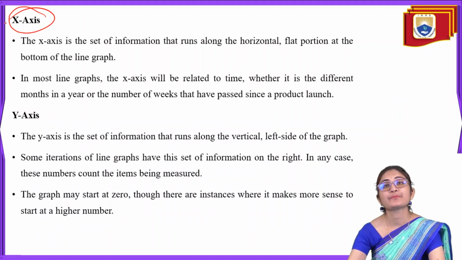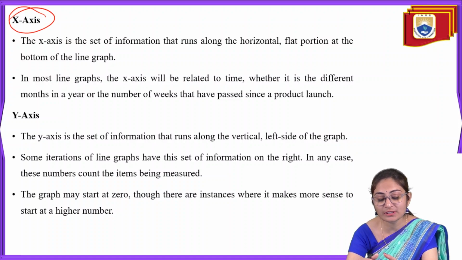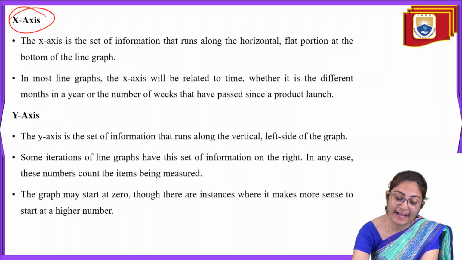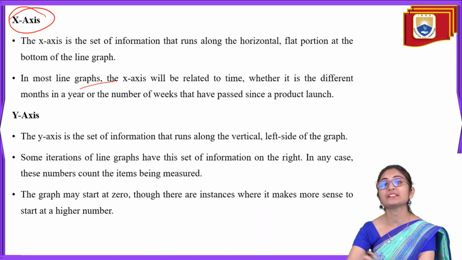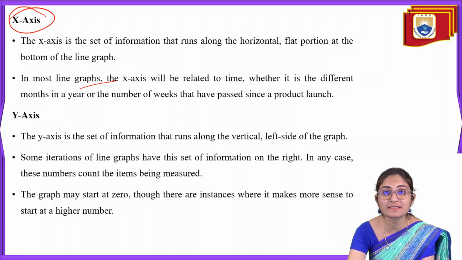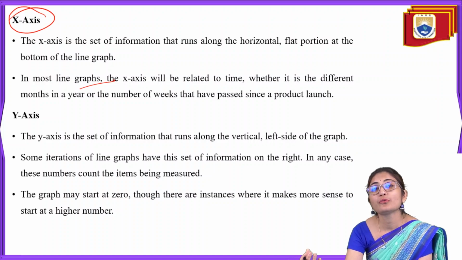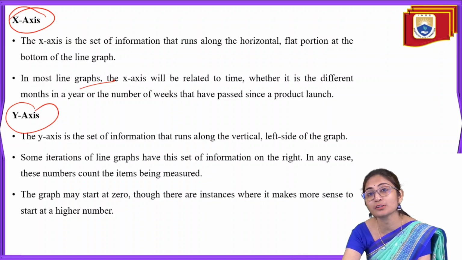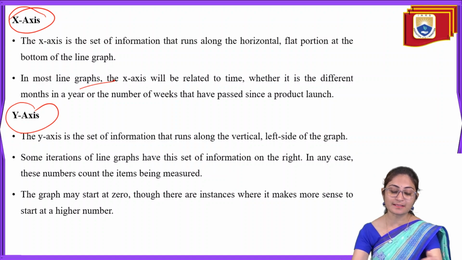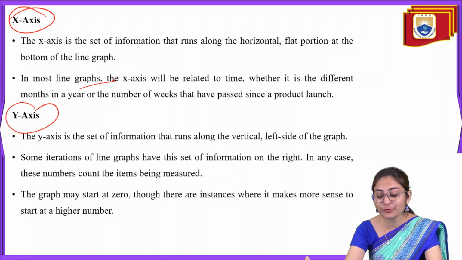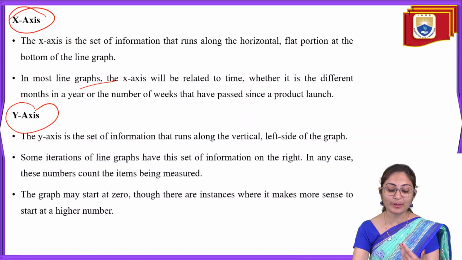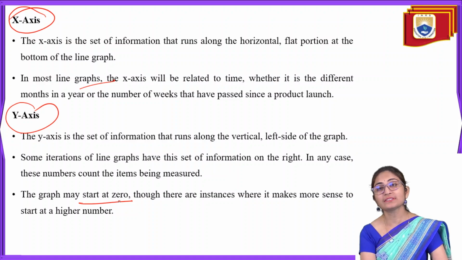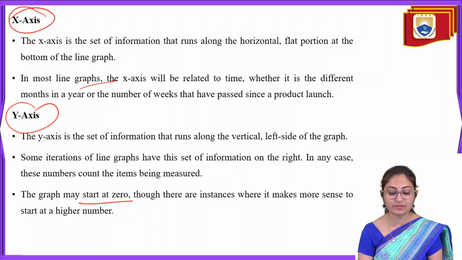Next one is the x-axis. The x-axis is the set of information that runs along the horizontal line, the flat portion at the bottom of the line graph. In a line graph, the x-axis is generally related to time. Sometimes it is different months in the year or number of weeks. It depends on which data you are taking. Then the y-axis is the set of information that runs along the vertical left side of the graph. In some variations of the line graph, a set of information will also be available on the right-hand side. In this case, it is numbers counting the item being measured. The graph may start at 0, though there are instances where it makes more sense to start at a higher number.